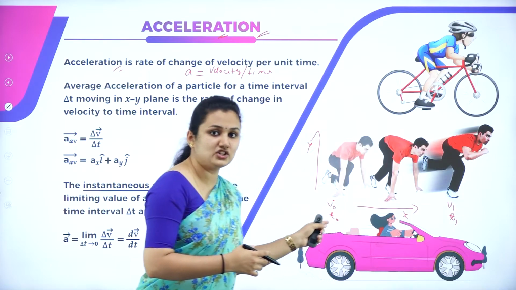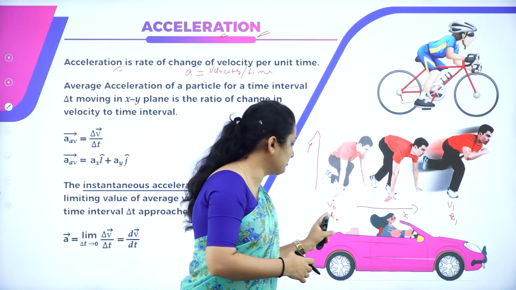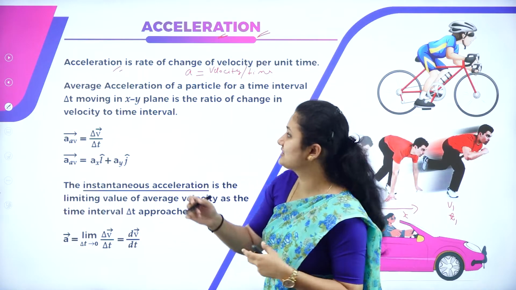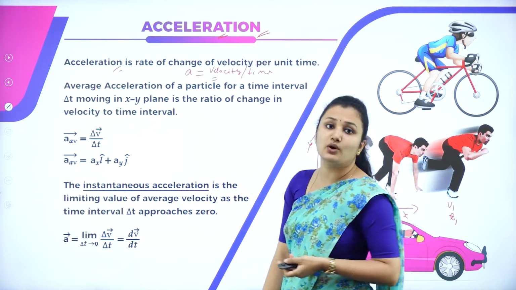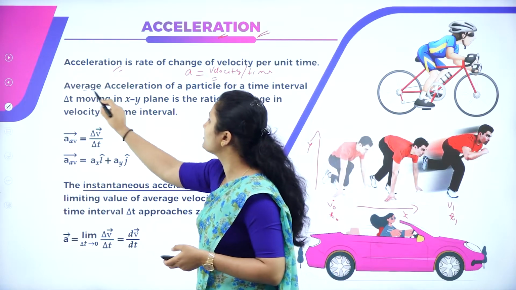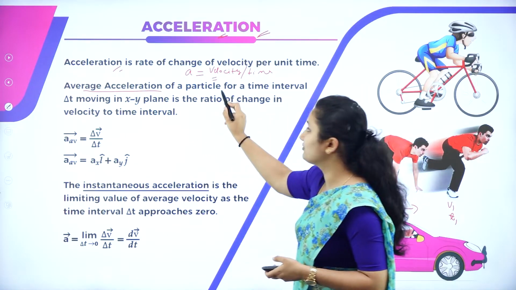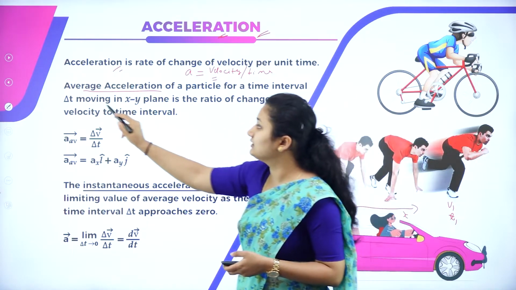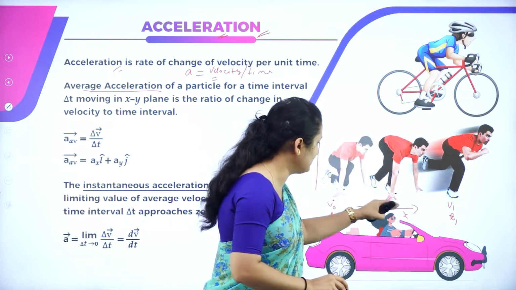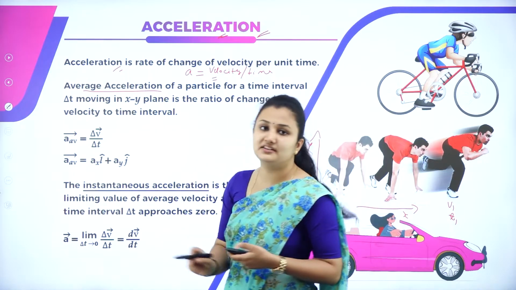How will you find change in velocity? It is V1 minus V0 divided by t1 minus t0. If you find the difference along the x and y axes and substitute, you'll get the acceleration. Similarly, like average velocity, I have average acceleration. What is average acceleration here? Average acceleration of a particle for a time interval delta t moving in the xy plane, which is 2D, is the ratio of change in velocity to the time interval.